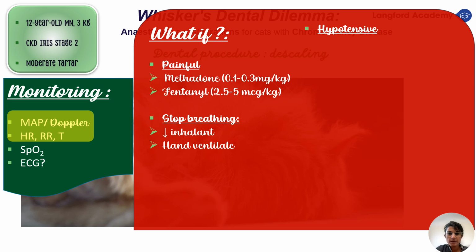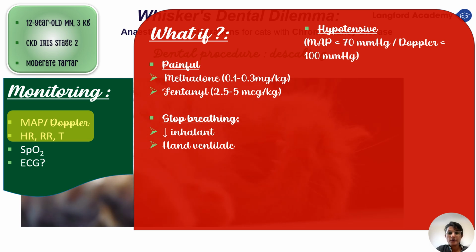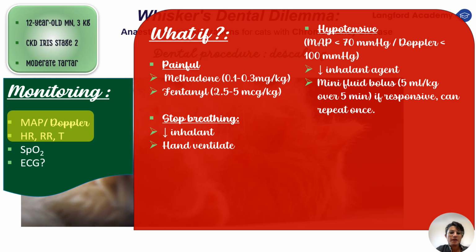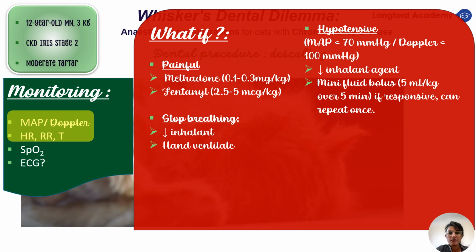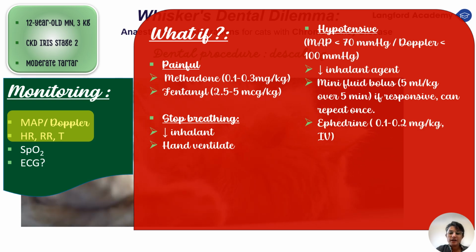They can, and they will become hypertensive, specifically because our acceptable targets of mean arterial pressure are much higher. So we would suggest often to maintain the mean arterial pressure above 70 or the Doppler above 100. So you need to monitor it to know that. If it happens, you want to reduce the inhalant agent if it's appropriate. But if not, you may consider giving mini fluid boluses of 5 ml per kilo over 5 minutes. And if they're responsive, you can repeat it once. But if it's not enough, consider giving ephedrine by boluses of 0.1 to 0.2 mg per kilo IV. You can repeat ephedrine twice, and it lasts about 20 to 30 minutes.